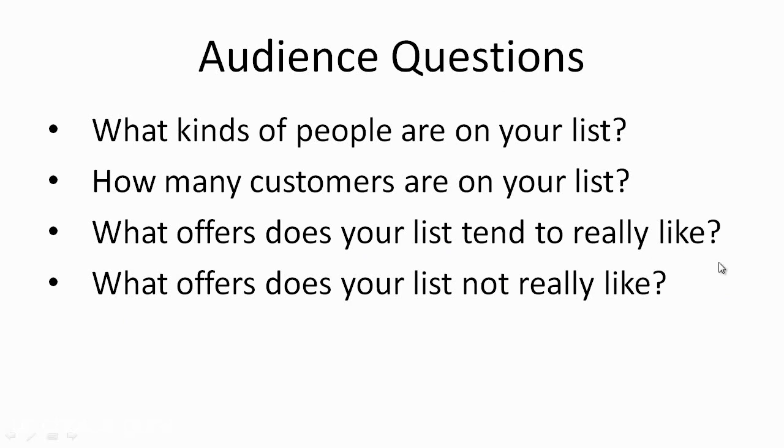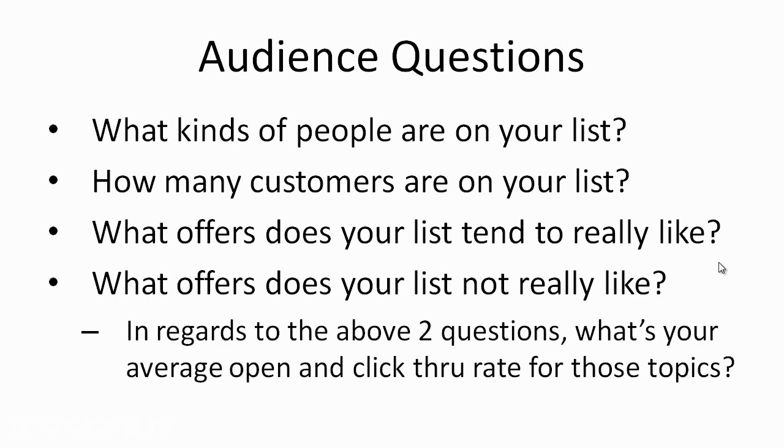So if you really wanted to create another list in a different topic area, you could do that or move on to the next. In regards to the above two questions, what's the average open and click-through rate for those topics?